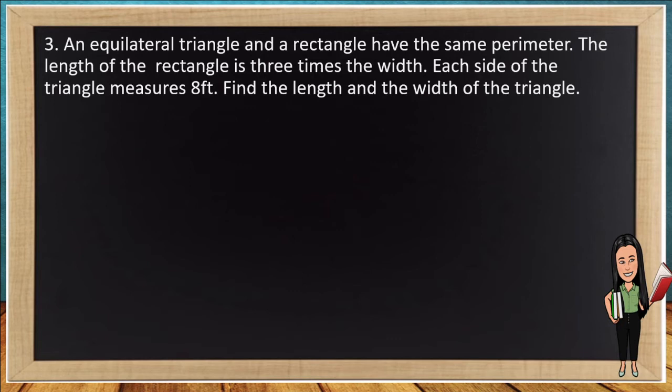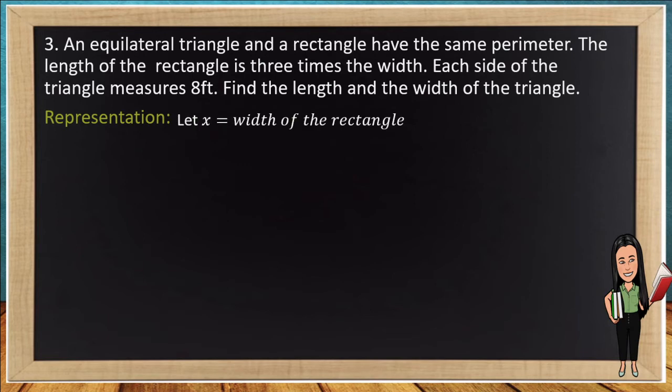So, when we say equilateral triangle, it is a triangle with 3 equal sides. Okay? And then, a rectangle, quadrilateral na right angle lahat, and then opposite sides ay equal. Yun daw, dalawang figure na to have the same perimeter. Okay? Based on the question, the length of the rectangle is 3 times the width. Okay? Yun, i-represent natin yon. Length ng rectangle and yung width ng rectangle.